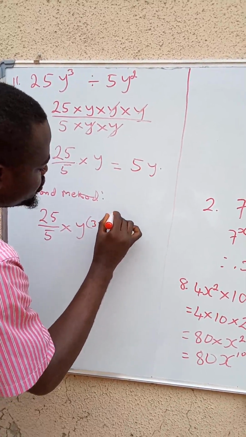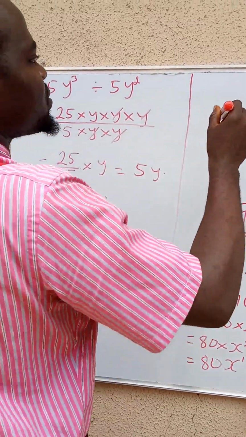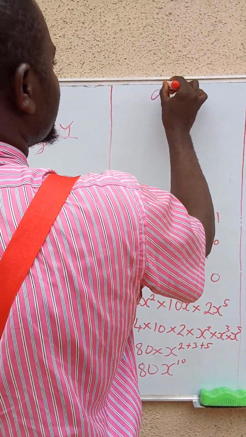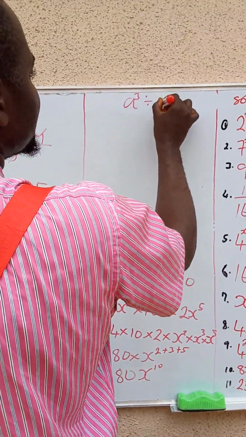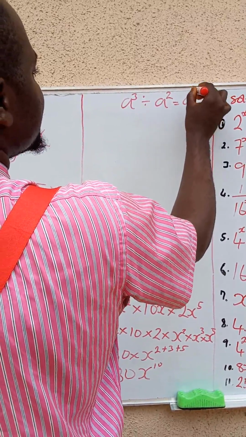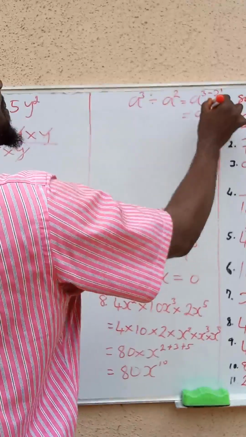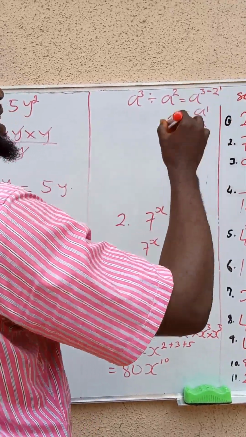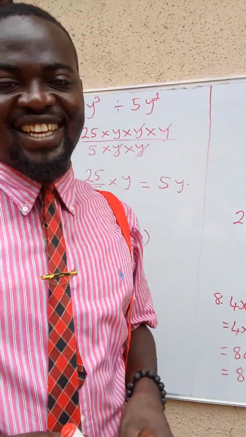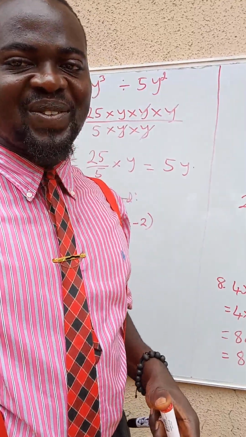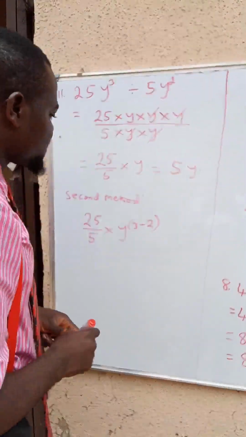minus 2. When we have a division like this, we say that a raised to the power of 3 divided by a raised to the power of 2 is the same thing as a raised to the power of 3 minus 2, which is equal to what? A raised to the power of 1. And a raised to the power of 1 is that thing. I know you have forgotten, but celebrity mathematician will unveil it to you. So that is the same.